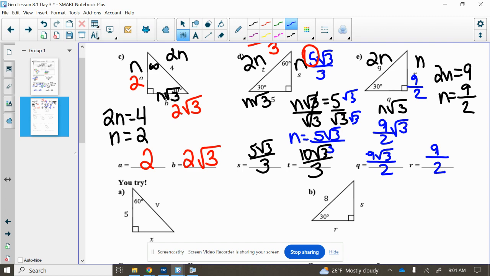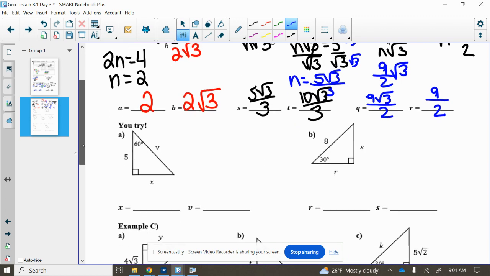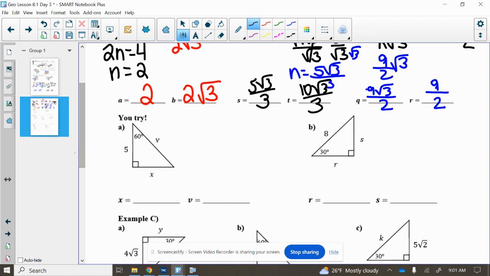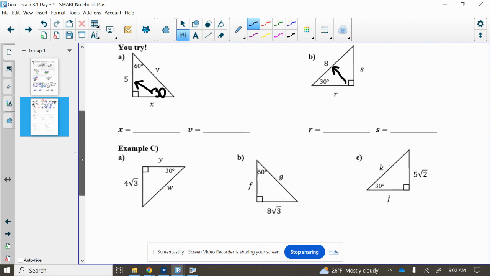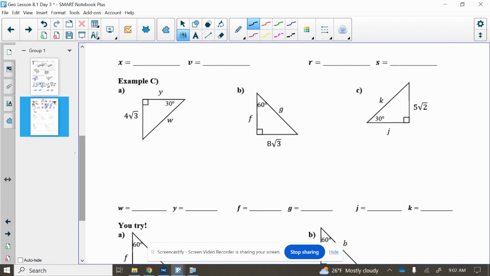Hypotenuse, 9 halves. Okay, we have 2 examples for you to try on this one. Okay, first one, you are given the side across from the 30. Second one, you are given the hypotenuse. All right, 3 final examples here then.